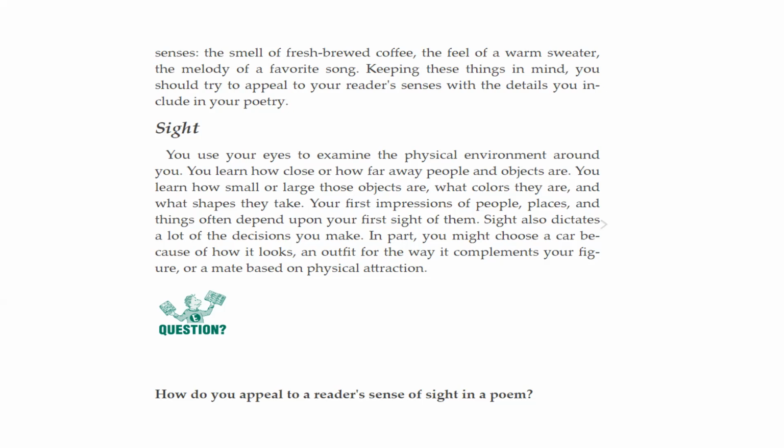In part, you might choose a car because of how it looks. And most young guys do it that way. Especially if it's used, they don't look at the miles or the damage. Oh, it's a beautiful red car. It looks cool. Next, an outfit for the way it complements your figure. That might be ladies. Oh, I look so great. I'll buy it. And how much is it? $500? Ooh. Boyfriend, can you buy this for me? Or a mate, possible wife or husband, based on physical attraction only, not getting to know the person's personality.